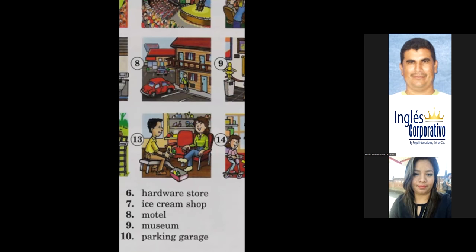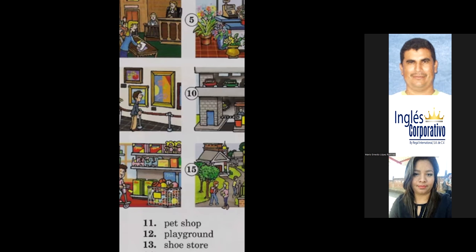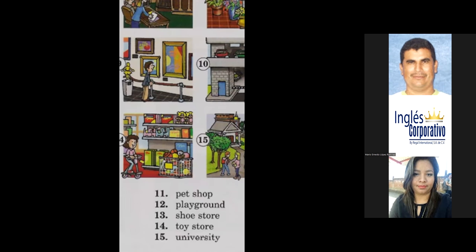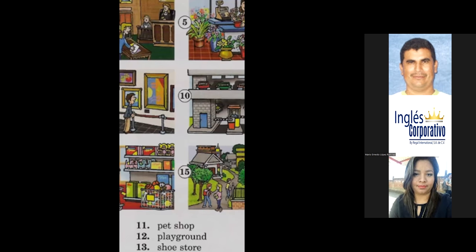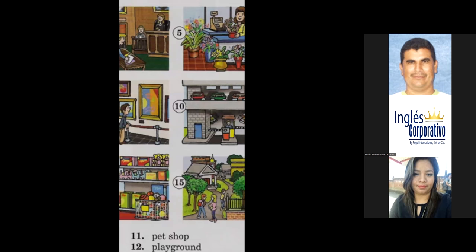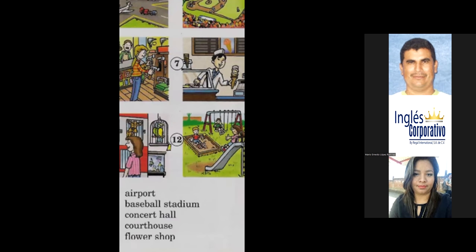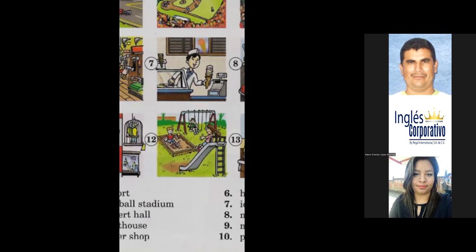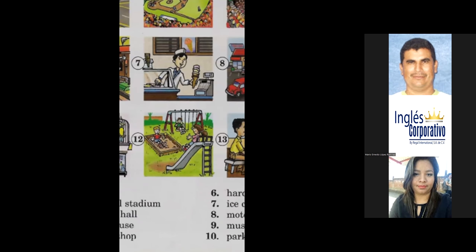La número nueve es, como digo, el museum. Music, como music, digo, museum. Ten. Parking garage. No, el parking garage. ¿Qué número es? Ten. Parking garage. Number 12. 12. 11, me falta. Pet shop. Sí. 12. Playground. Sí.